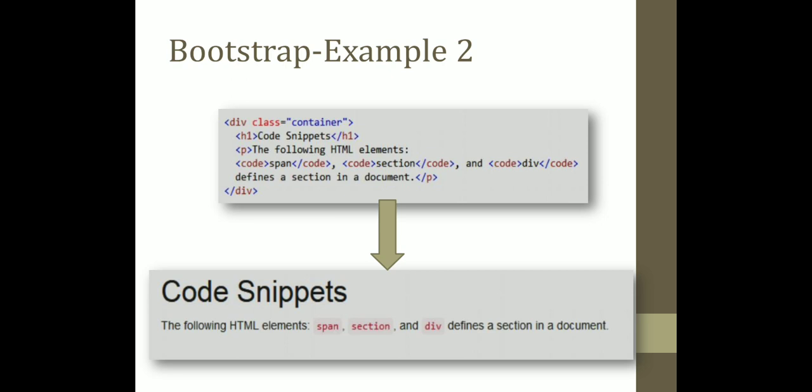Like it is shown here at the bottom of the page, code snippets will be our heading, and the following HTML elements will be our second line of output, like the following HTML elements span, section, and div define a section in a document.